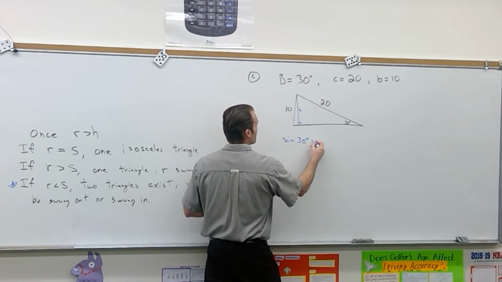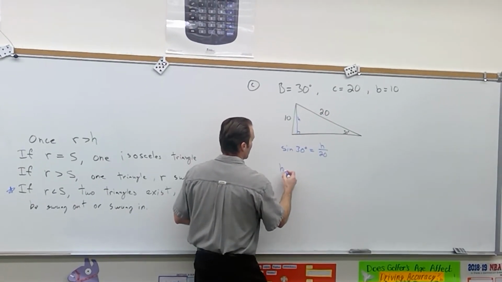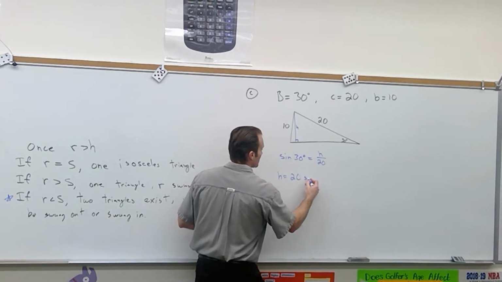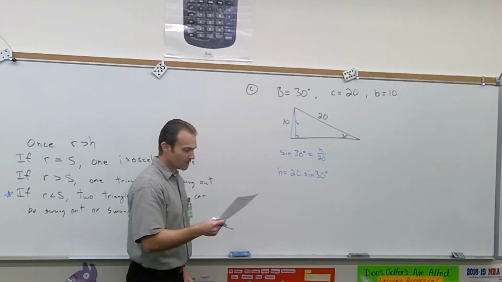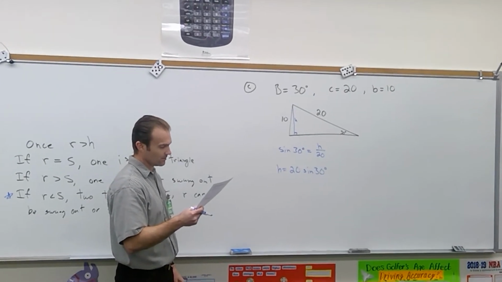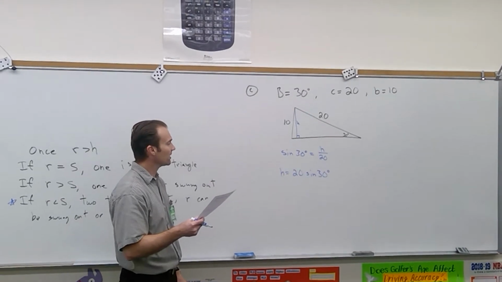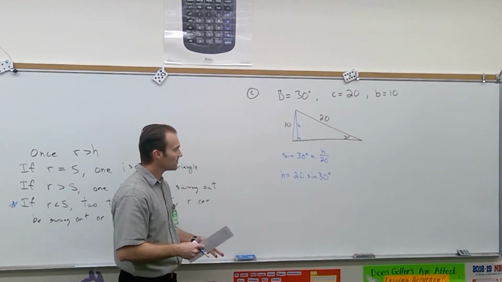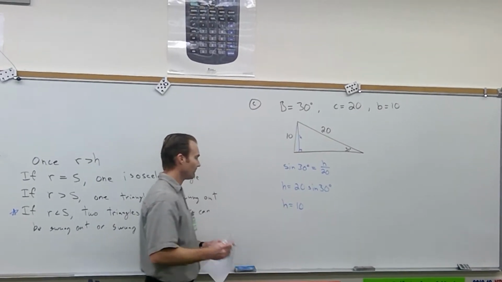Sine of 30 degrees will equal my height divided by 20. So my height is 20 times sine of 30 degrees. And working that out, oh yeah, sine of 30 is a half, right? That's a special angle for us. So 20 times a half is 10. My height is exactly 10.